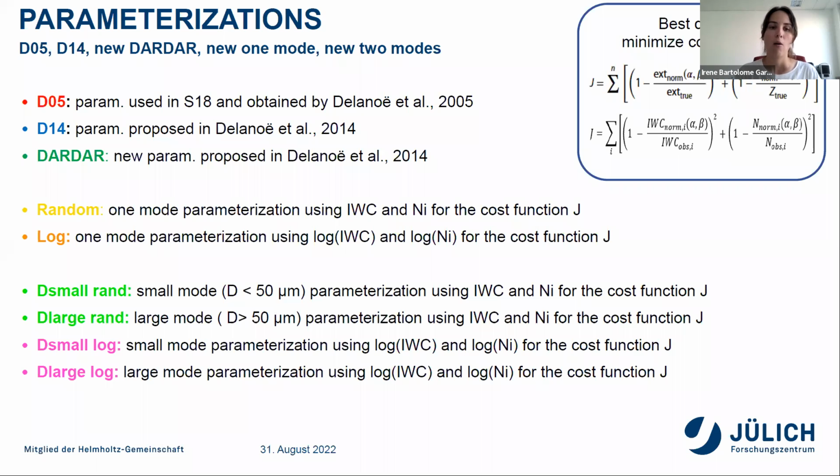So we have one parametrization for the small particles, smaller than 50 microns, and then another mode for the larger particles, larger than 50 microns. And the difference between the raw and log versions is that for the log version of the parametrization, what we are using in the cost function is the logarithm of the ice water content and the number concentration.